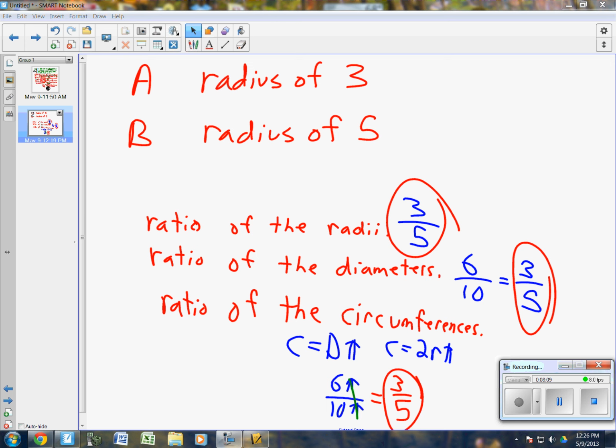Okay, everybody write that down. These two circles are similar, but guess what? Ooh, star for Michaela. Okay, good job. All circles are similar. Everybody write that down. All circles are similar.